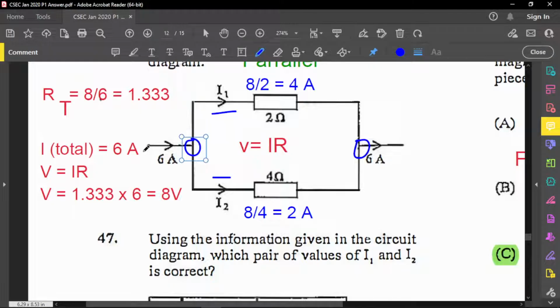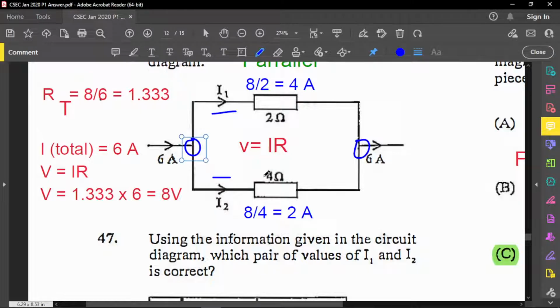That's a parallel circuit, all right? But the total current going into the circuit is 6 amperes. Since you have two different resistors, the current going to each will be different. Let me just give you this reasoning. A resistor is a device that opposes the flow of current, right? So the higher the resistance is, the less current flows through it.